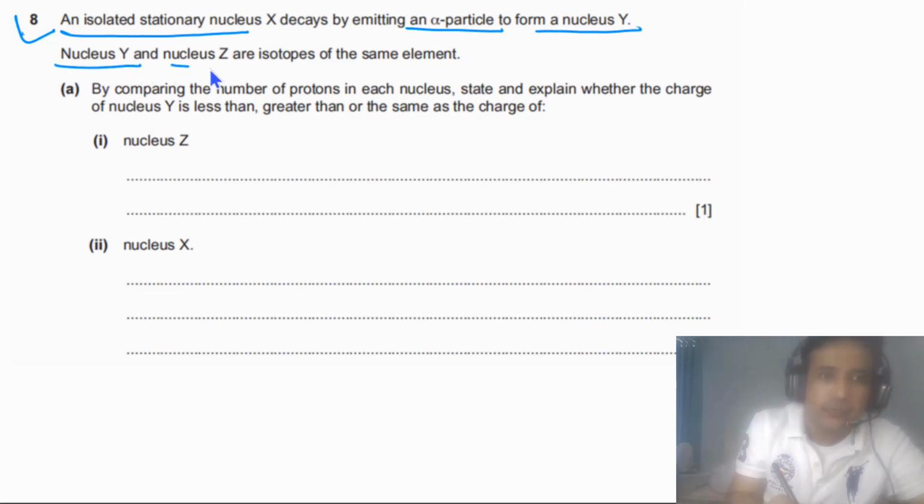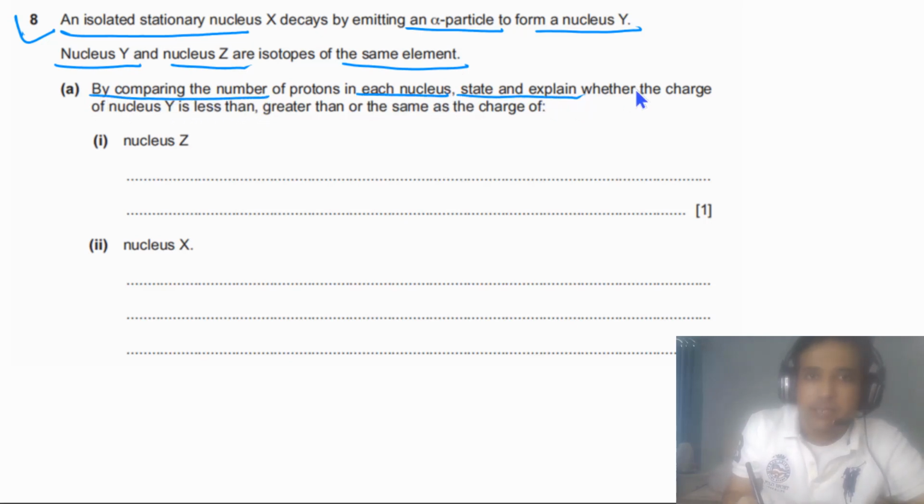Nucleus Y and nucleus Z are isotopes of the same element. For part A, by comparing the number of protons in each nucleus, state and explain whether the charge of nucleus Y is less than, greater than, or the same as the charge of nucleus Z.